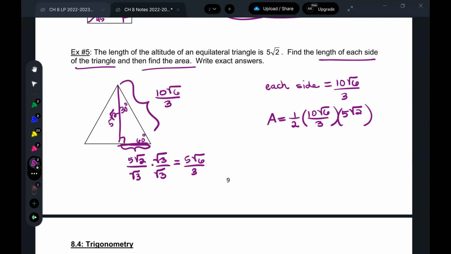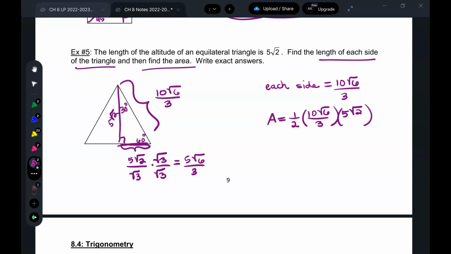Because if this is 5 root 6 over 3, what's the whole base? 10 root 6 over 3. Yeah, times the height. And then you could divide by 2. The reason I just put a half in is because I'm dealing with fractions already.